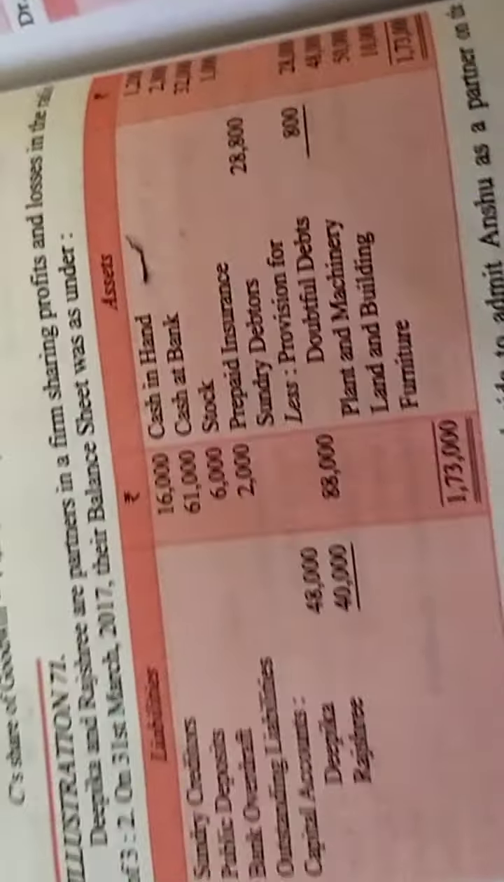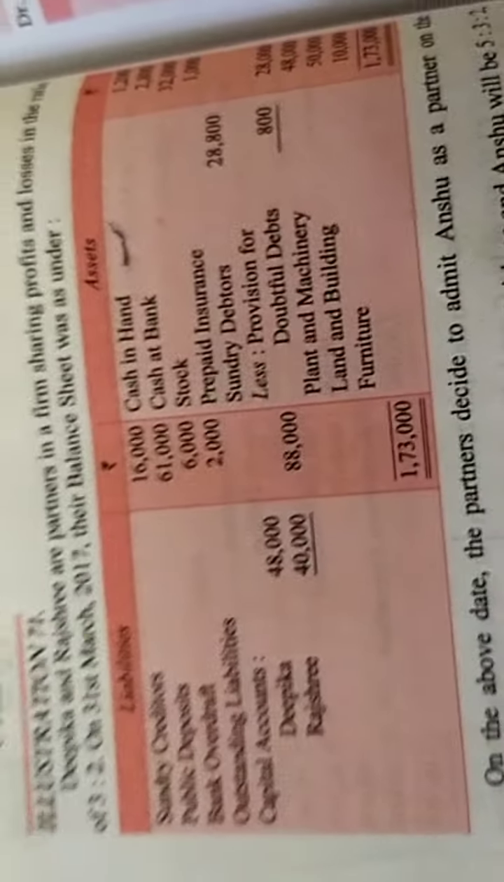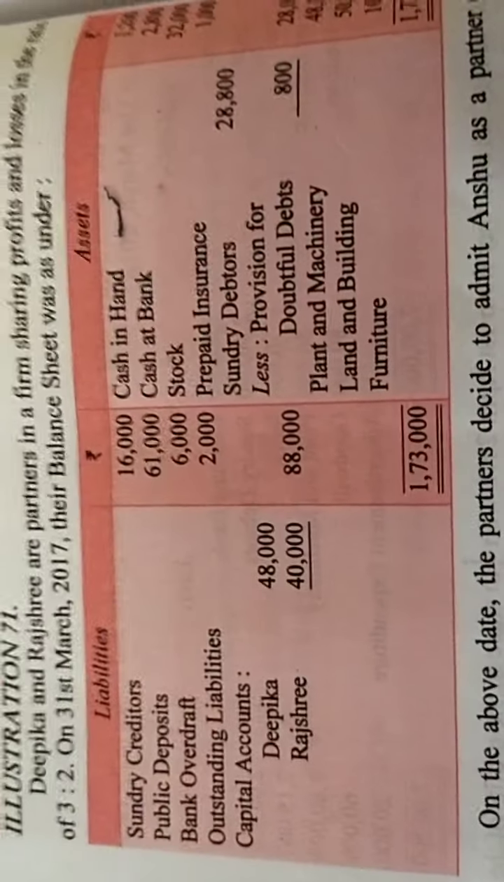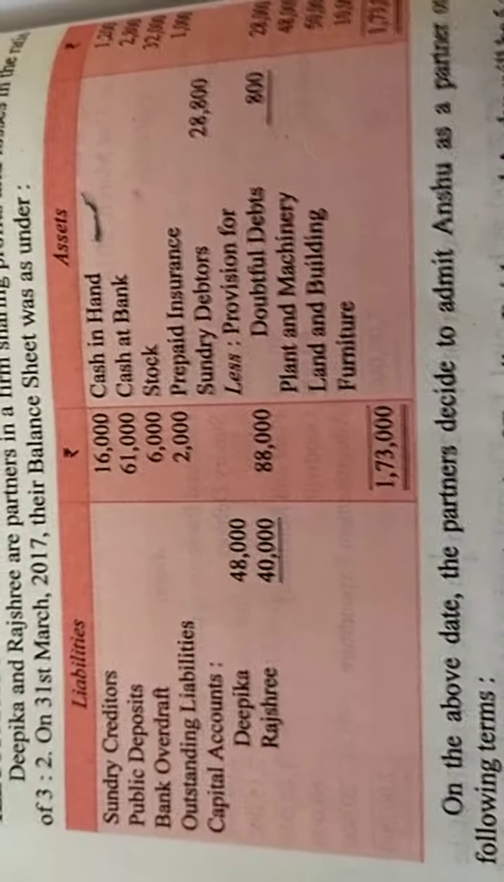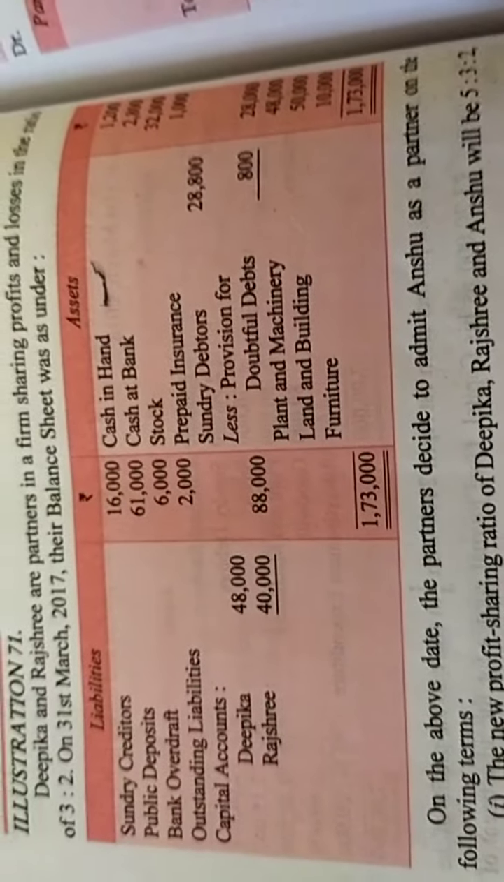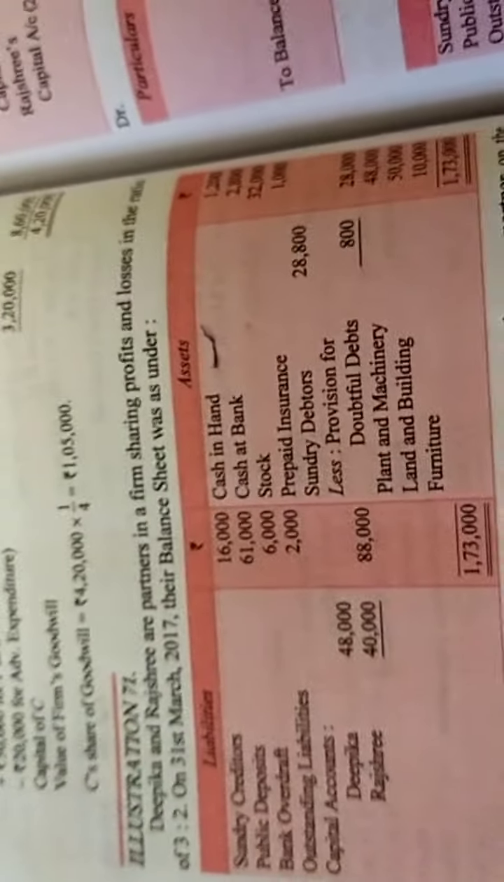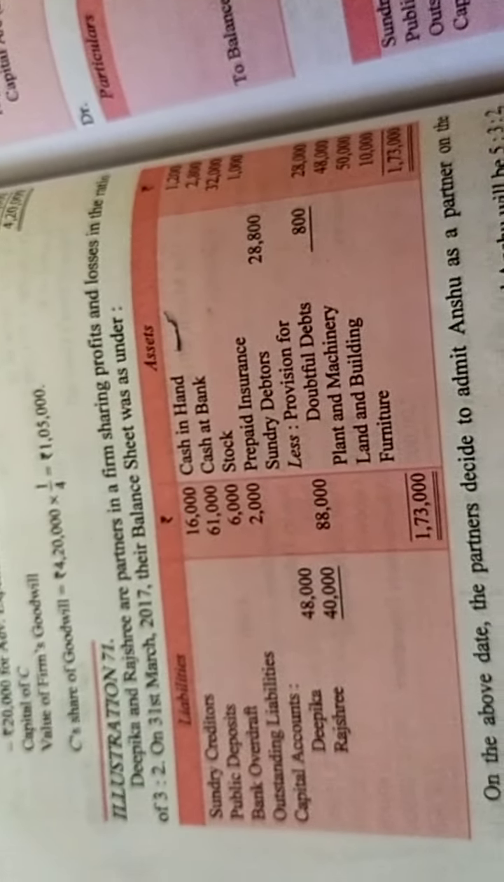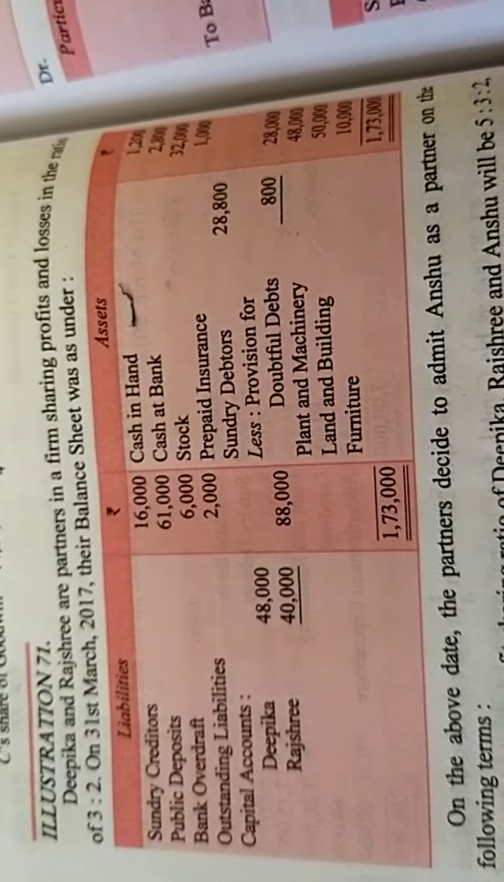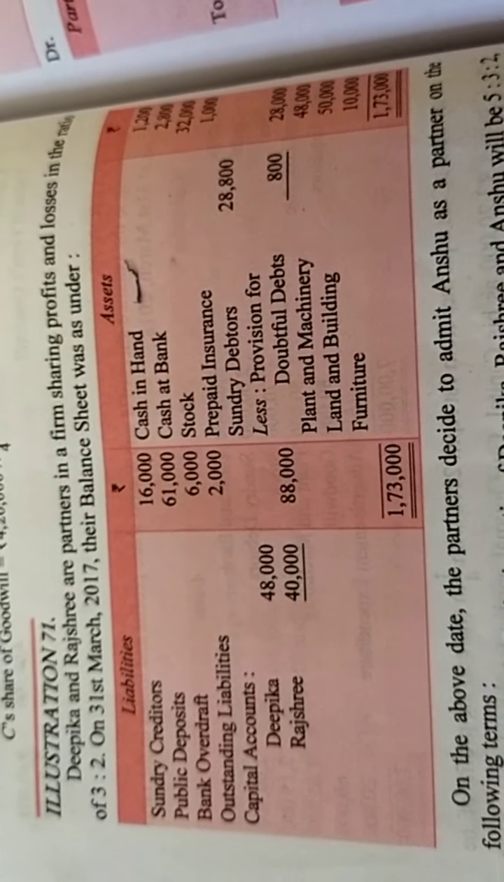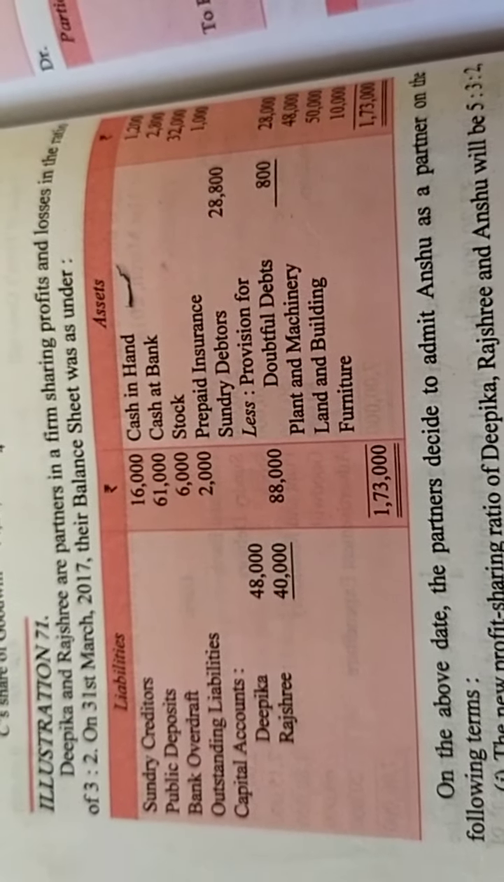Okay, so now come to the question. At this point we are clear that we need to calculate the hidden goodwill, and by calculating the hidden goodwill we can easily calculate the share of the new partner, the amount which he needs to bring for the goodwill. And for that, I already explained to you that we need to pass an entry by debiting the current account of the new partner and crediting the old partners in their sacrificing ratio. Okay, now come to the question.